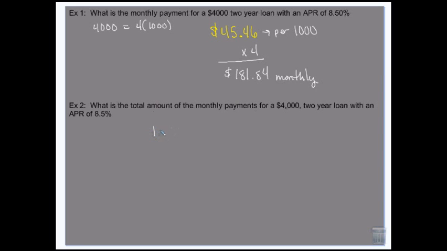Okay, I'm going to take $181.84 times 24 because it's 2 years. And I'm going to get $4,364.16.